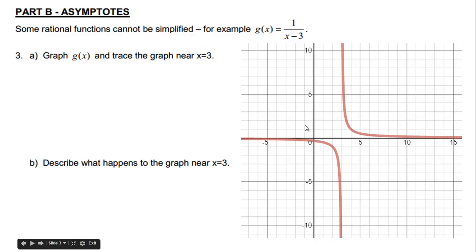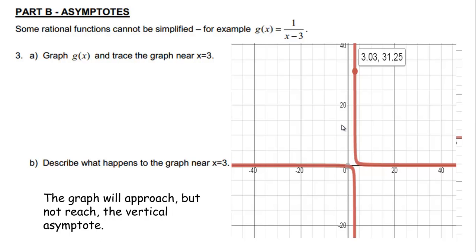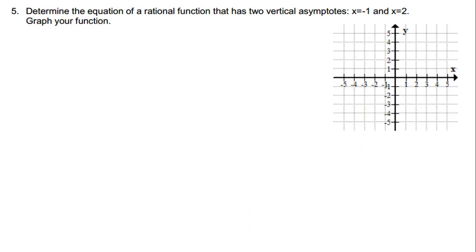If we trace our graph near x equals 3 and see what happens, your point goes up and it just keeps going up forever and ever. You'll notice that at 3.03 we're at 31, at 3.02 we're at way higher than that. And so the graph will approach, but never reach, this vertical asymptote. So there is a restriction: x cannot equal 3. But it's not a hole, it's a vertical asymptote. So we'll never actually hit x equals 3.